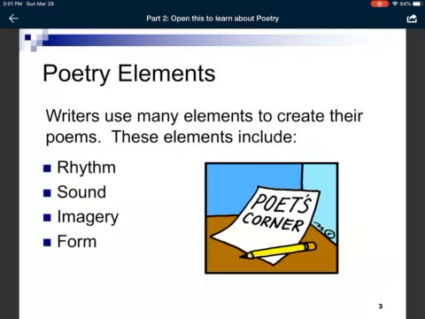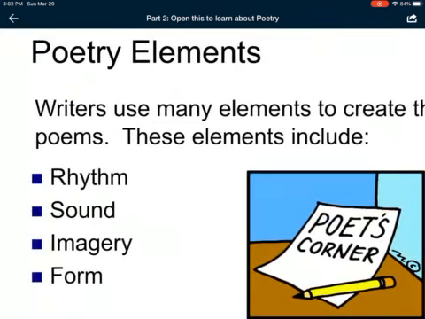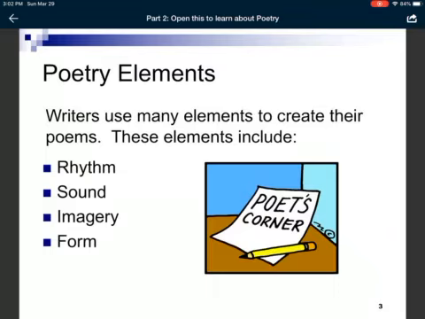Poetry elements. Writers use many elements to create their poems. These elements include rhythm, sound, imagery, form. Now, you may see that first word that looks like the word rhyme. That's actually rhythm. So poems are fun to read by yourself, but poetry is meant to be read aloud. When a poet reads it, they usually have a specific rhythm to it, kind of like a song. That's how I describe rhythm, as if you were going to sing it like a song. Not quite sing it, but it's a particular way to do it.